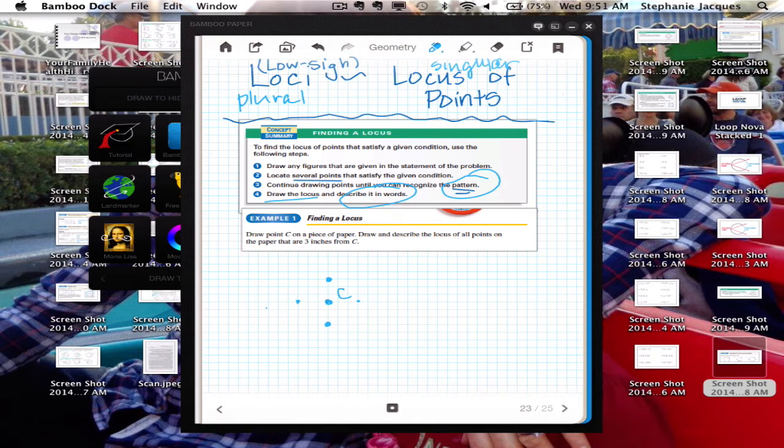Now I'm going to go diagonally 3 and same thing over here. So I'm going 3 inches on all of these and it's forming a circle. So here's my drawing of the locus of points, and now I'm going to describe it. So the locus of points creates a circle. All right, let's go on to our next situation. So you're just listening to what they're saying and you're trying to come up with, well, what is that pattern that's being created? In this case, it was a circle.